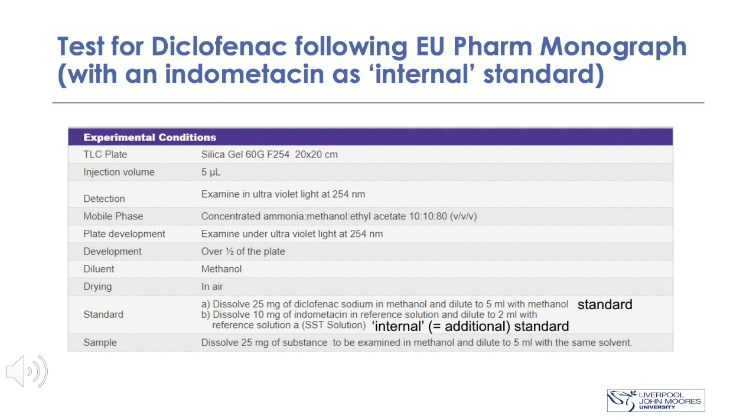Look, if you look on the table where it explains how to make the standards, the solution A is a solution of diclofenac, which is this drug which we want to analyze in our medicine. But then the solution B consists on dissolving a known amount of indomethacin in the solution A. So we end up with a solution which contains both diclofenac and indomethacin. What is this for?